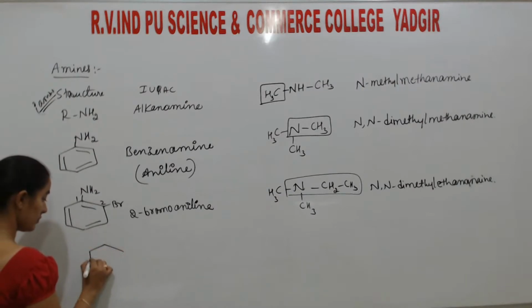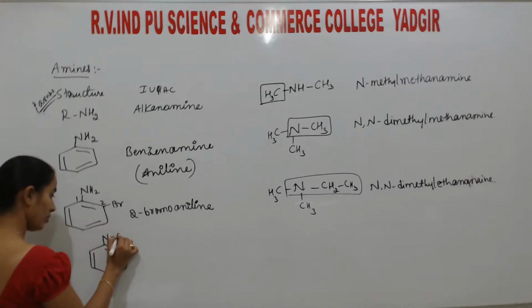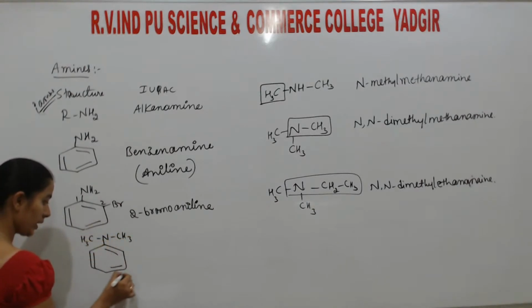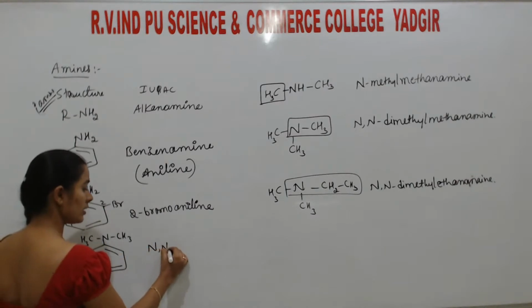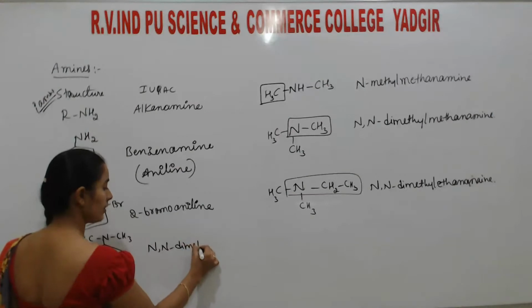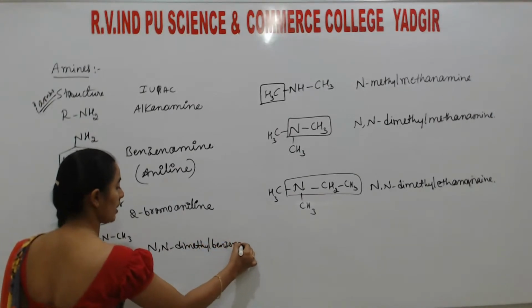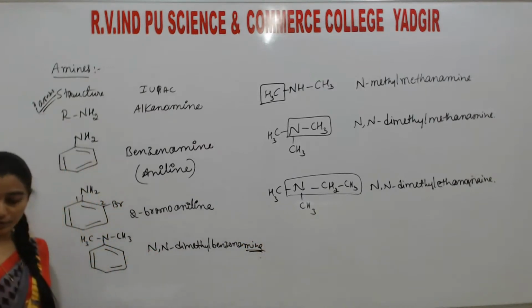Next, same to this benzene ring, if N is there, to this CH3 is attached. This is the parent chain with the 6 carbon atom. So now it is NN dimethyl benzene amine. This is how to write the name of the compound.